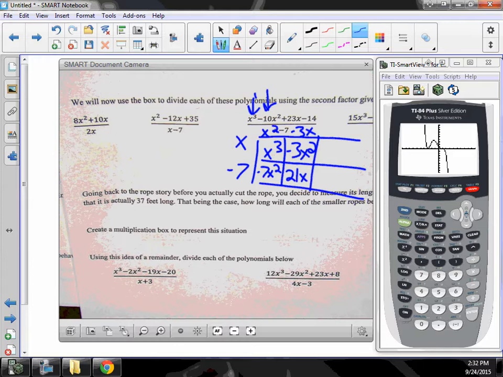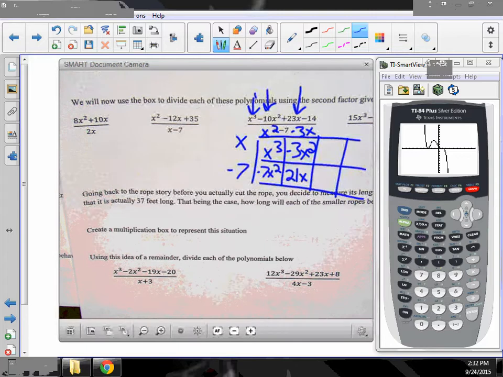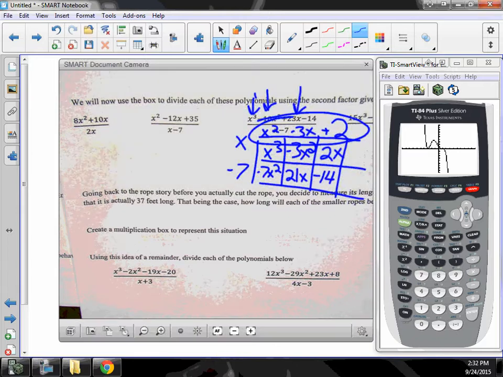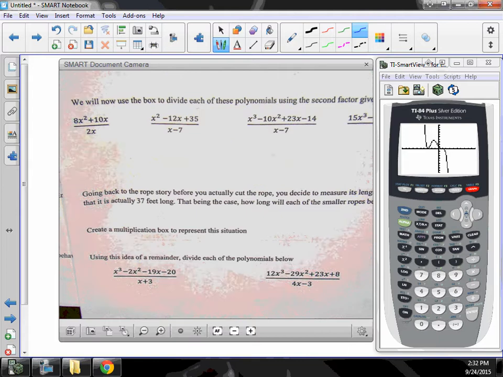And I haven't used them all yet, so I add a column. Now I need a 23x, and I have a 21x. So I need 2 more x's in order for this to match. So I put a 2x there, and that gives me a 2 on top, and those multiply to be negative 14. Does that account for everything? Yes, so I'm done. So the answer is actually x squared minus 3x plus 2. Okay? All right, the last one.